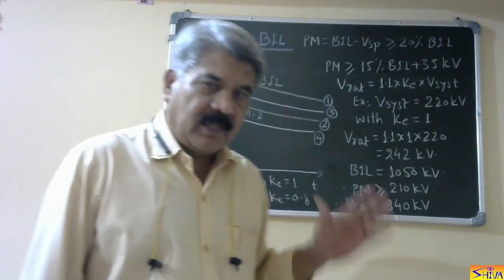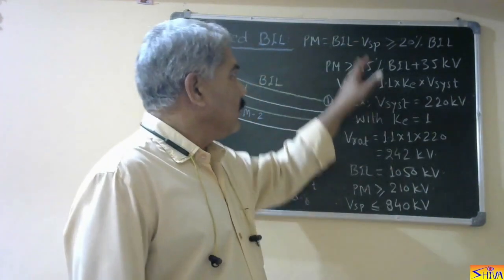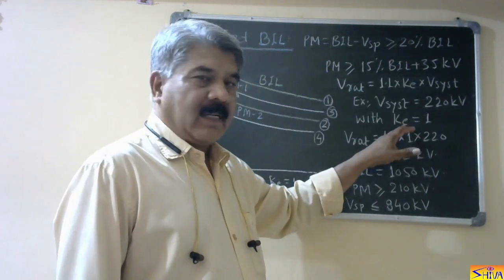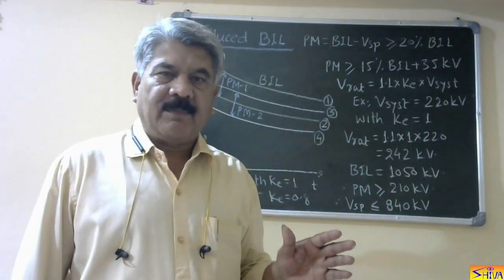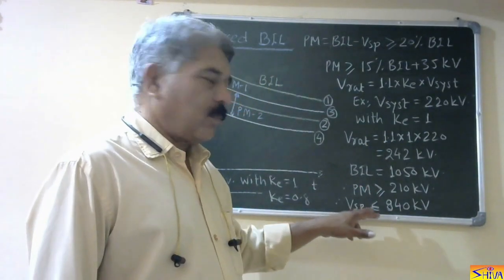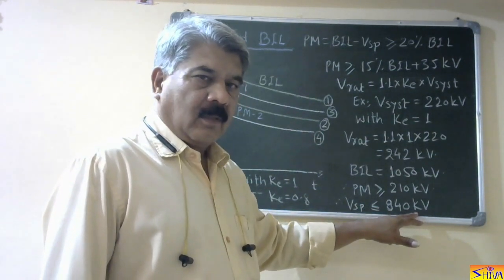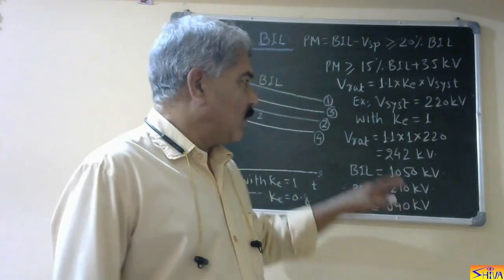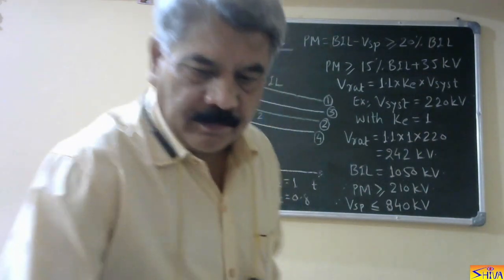So initially in this first stage, I have taken the example of 220 kV system. Protection margin should be greater than or equal to 20% of BIL, and I had taken KE, that is coefficient of earthing, is 1, that is lightning arrestor is not solidly grounded. So we obtain that the spark over voltage of the lightning arrestor should be less than or equal to 840 kV. Now let us see what happens if we ground the system effectively. So in place of KE equal to 1, we take KE equal to 0.8.